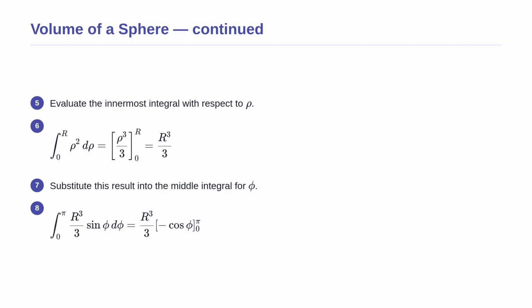Next, we move to the middle integral, which deals with the polar angle phi. We bring down the result from the previous step and multiply it by the sine of phi. The antiderivative of sine is negative cosine. We set up our evaluation brackets from the upper limit pi to the lower limit 0. We are systematically collapsing the three-dimensional space down, one dimension at a time.